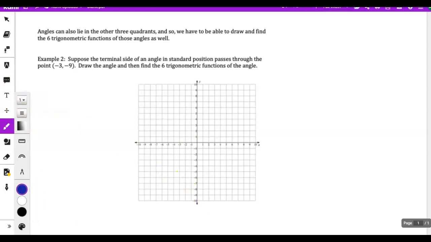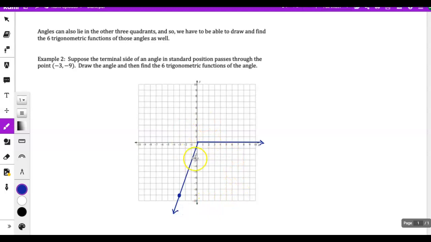I want to show you that angles can be in other quadrants as well. So this one says that the angle terminates, goes through the point -3, -9. So I'm going to start the angle on the positive x-axis as normal. And then I'm going to plot the point -3, -9. And then I'm going to draw my terminal ray through that point.